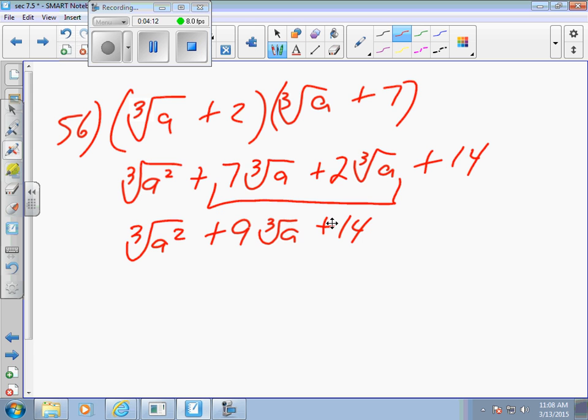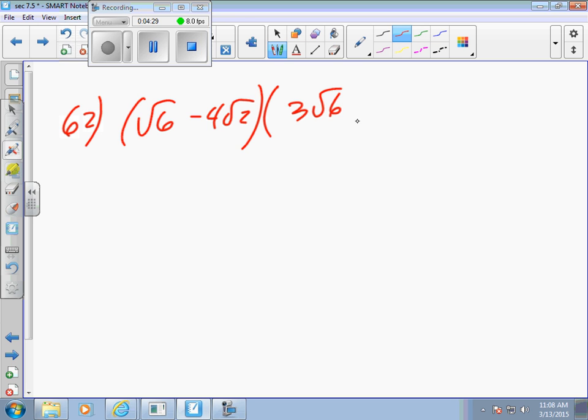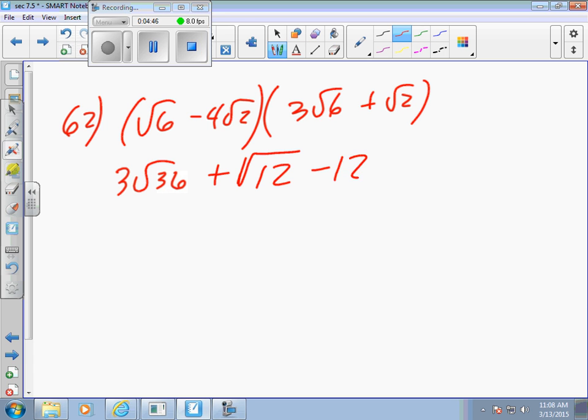Let's take a look at question 62 next. It says the square root of 6 minus 4 square roots of 2 times the quantity of 3 square roots of 6 plus the square root of 2. Foiling, I get 3 square roots of 36. Outside times outside gives me the square root of 12. Inside times inside gives me negative 12 square root 12. And last times last gives me negative 4 square root 4.